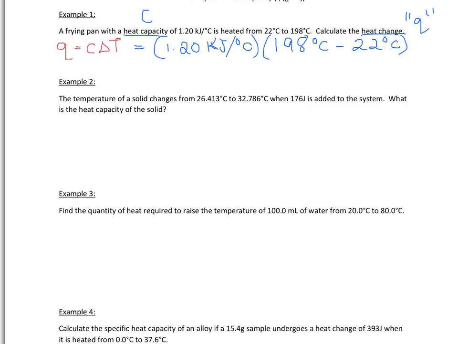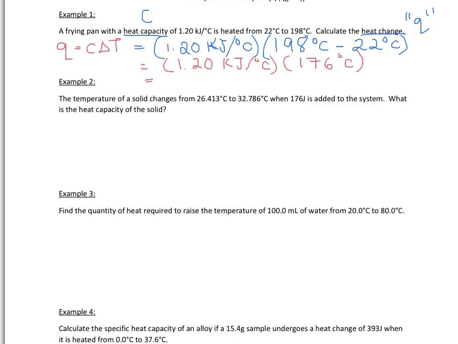You can, at this time, plug this completely into your calculator, but I do have a disclaimer if you are going to do that. Make sure that you're still keeping track of your significant figures. I strongly encourage that you do the delta T subtraction first, just to see if there's going to be a change in significant figures, and then multiply to give the final answer. So I'm going to say that it's 1.20 kilojoules per degree Celsius times 176 degrees Celsius. So remember that when you're subtracting, it's the least number of decimal places. There's no decimal places in 198 or 22, and neither in my answer.